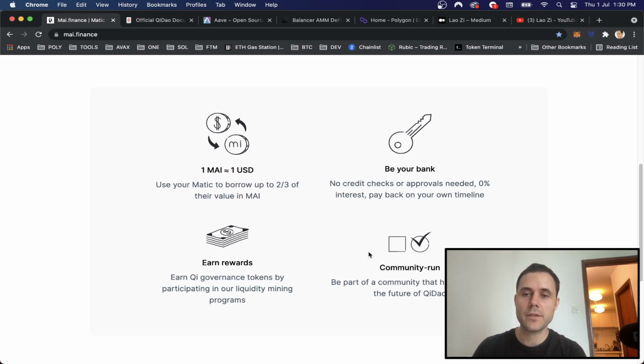Another big point is it's a community run project. So it's what we call a decentralized autonomous organization. So when you join Polygon or Mai Finance more specifically, you become part of a community. And when you join Mai Finance and you're holding the Mai token, the Qi token, which is the governance token, you become part of the community here, which means you have voting rights on how the platform changes.